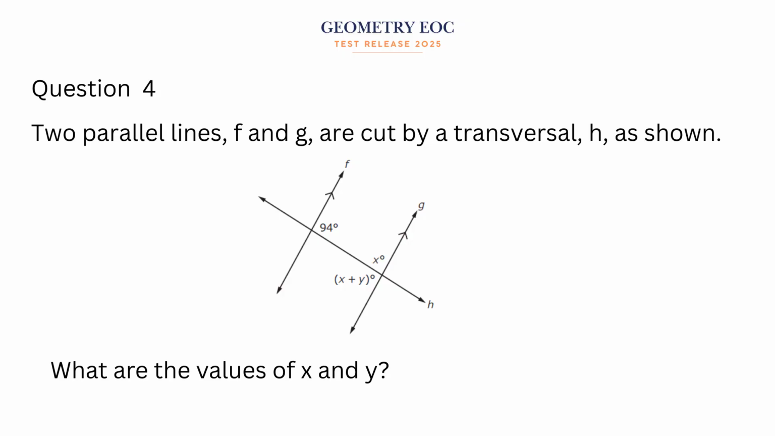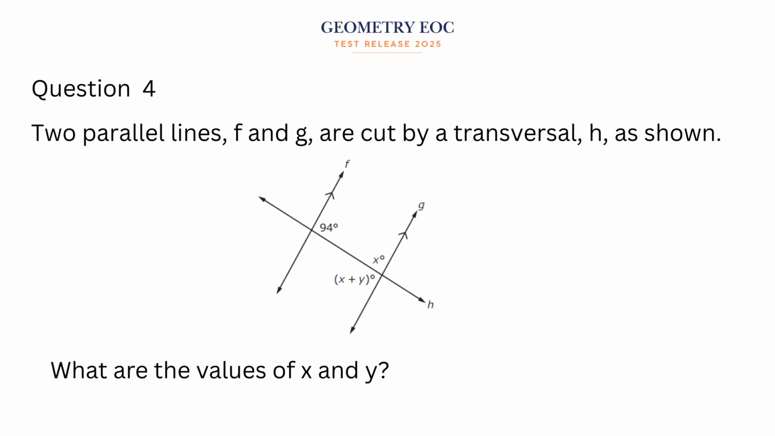Two parallel lines, F and G, are cut by a transversal, H, as shown. We are given a diagram where lines F and G are parallel. Line H is a transversal cutting through them. One angle is labelled 94 degrees. Another angle is labelled x degrees. Another expression is labelled x plus y degrees. And the question asks, what are the values of x and y?